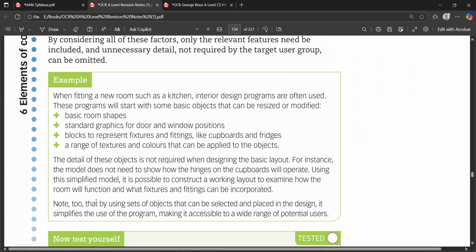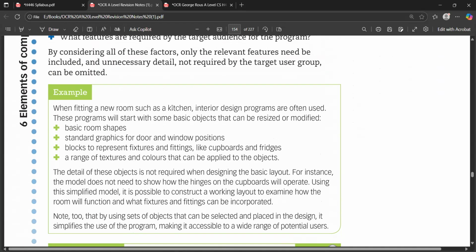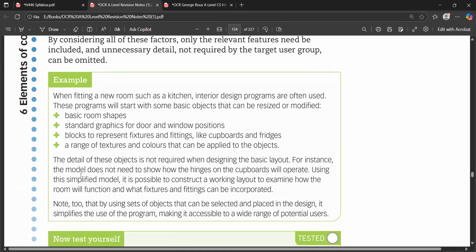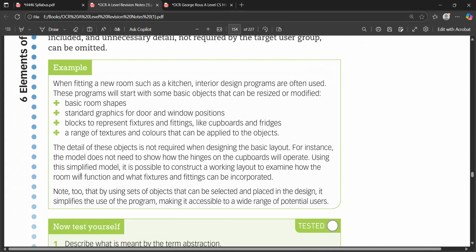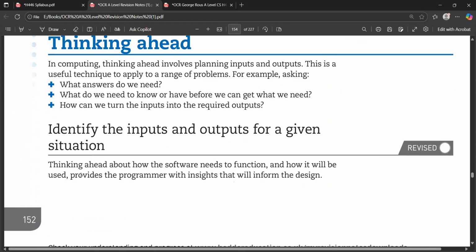For example, it says that when you are fitting a new room, such as a kitchen, interior design programs are often used. The basic program will start with some basic objects that can be resized or modified, right? You can work with basic room shapes and standard graphics for doors, windows, and blocks, but the details of these objects are not required when you are designing the layout. For instance, the model does not need to show how the hinges on the cupboards will operate, and using the simplified model, it could be possible to construct a working layout to examine how things are working.